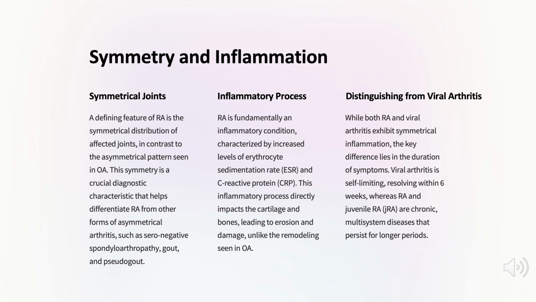While both rheumatoid arthritis and viral arthritis may present with symmetrical inflammation, their distinction lies in the duration of symptoms. Viral arthritis tends to be self-limiting, resolving within 6 weeks, whereas rheumatoid arthritis and juvenile rheumatoid arthritis are chronic, multi-system diseases with persistent symptoms over longer periods. Understanding these distinctions helps clinicians differentiate between RA and other arthritic conditions, guiding appropriate diagnostic and management strategies.